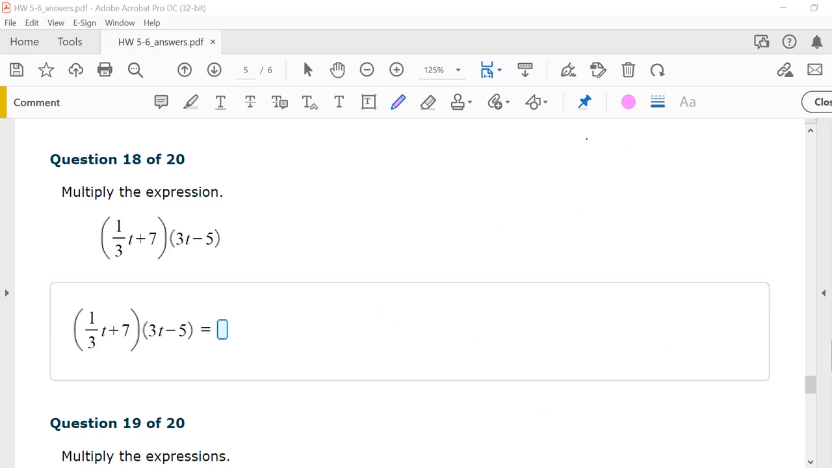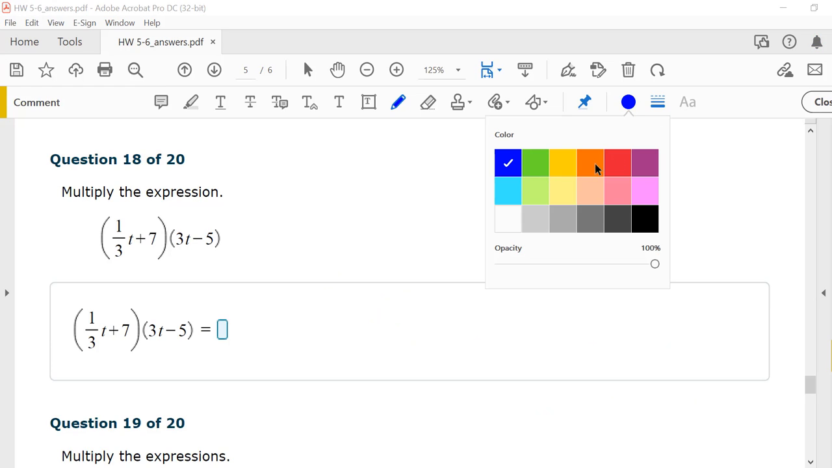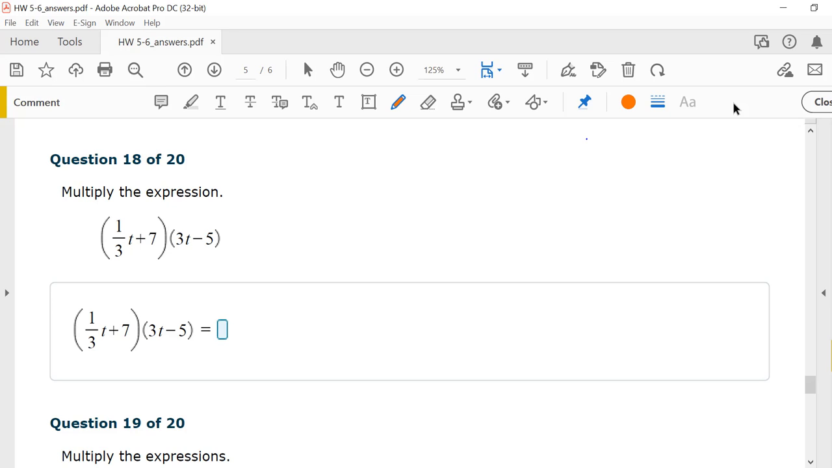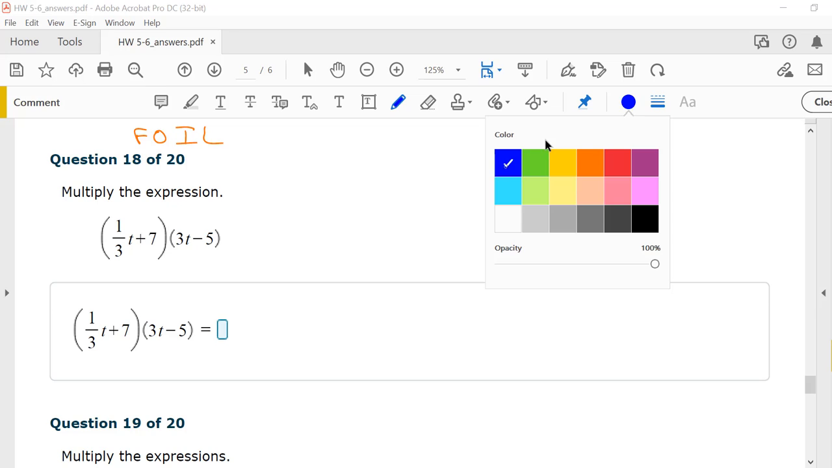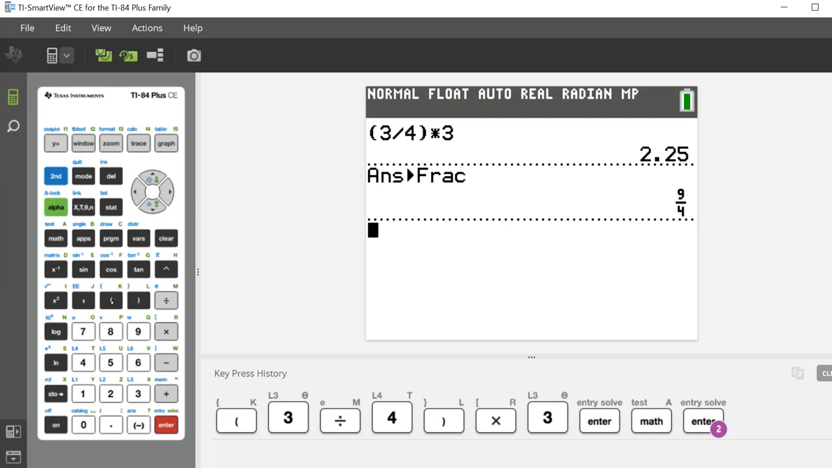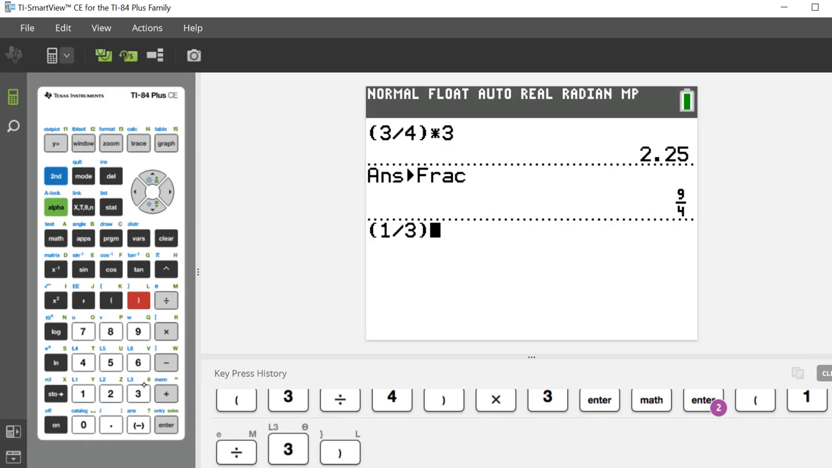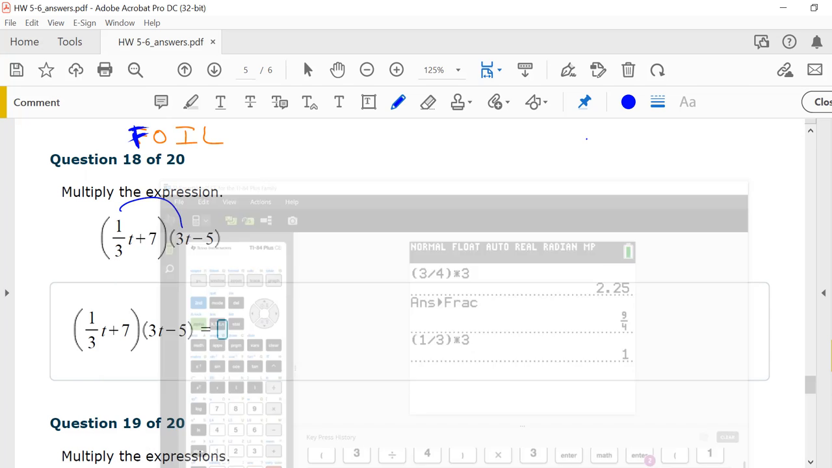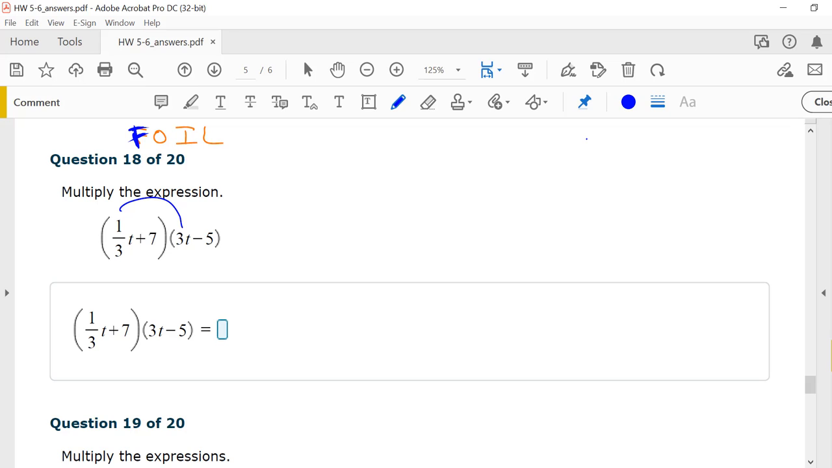Number 18, multiply the expression. I have a binomial times a binomial. I'm going to remind myself to go FOIL. If I multiply the first terms, 1/3 t times 3t. What is 1/3 times 3? Just 1. Okay, 1/3 times 3 is 1, and then I have t times t, so I get t squared.